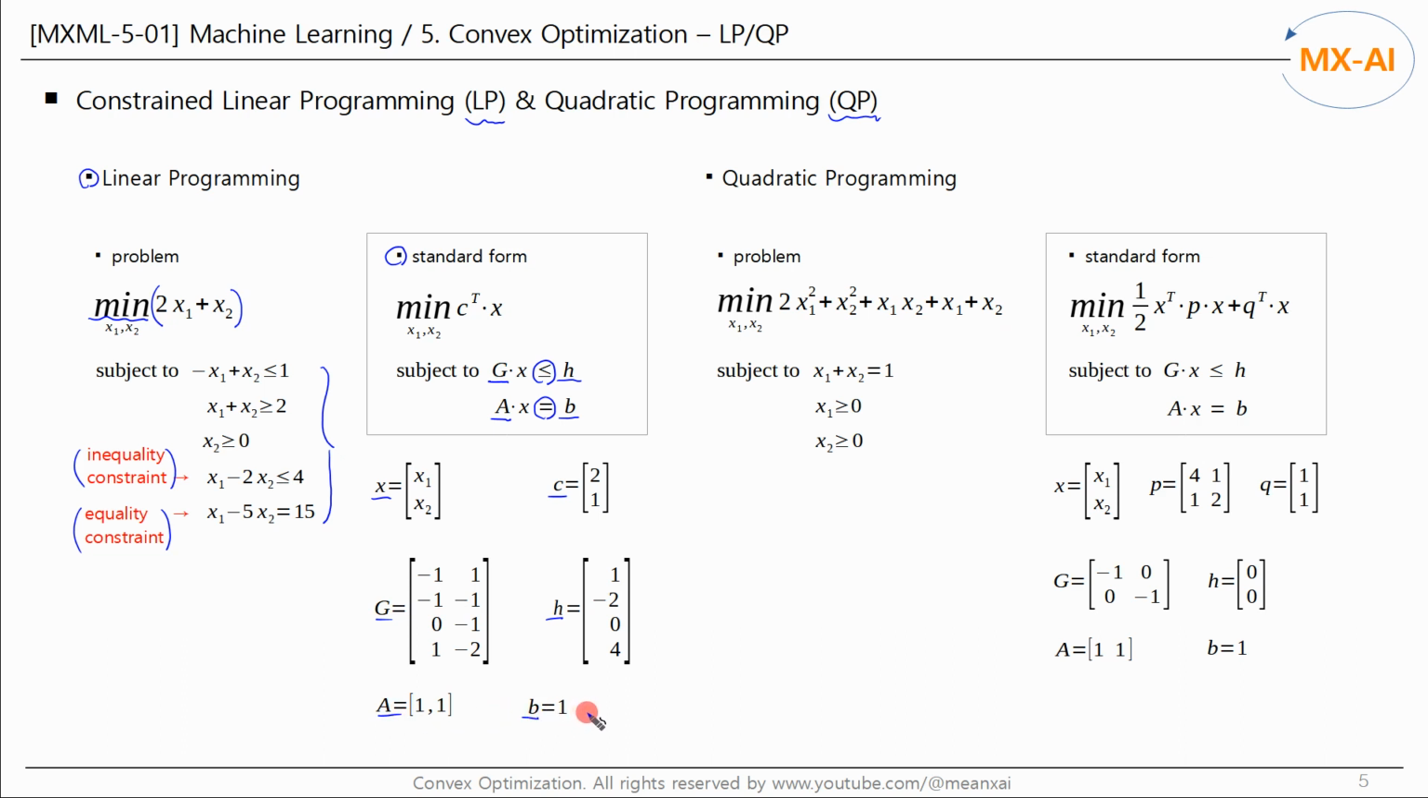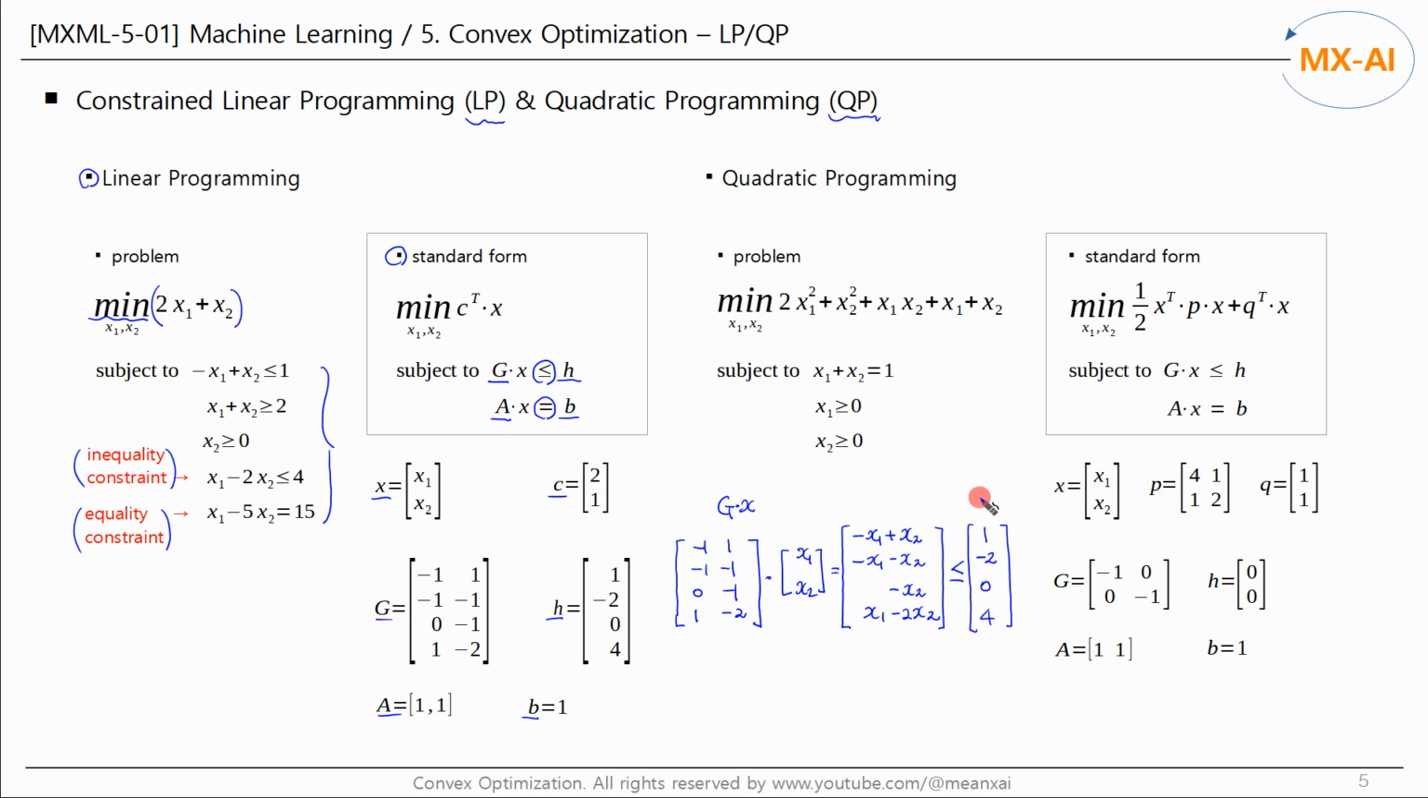Let's multiply the matrices G and X. The results are as follows. These results then become 4 inequality constraints on the left. Similarly, multiplying matrices A and X creates an equality constraint on the left. So we see that this standard form is equivalent to the original problem.